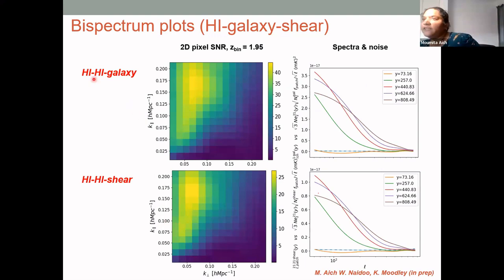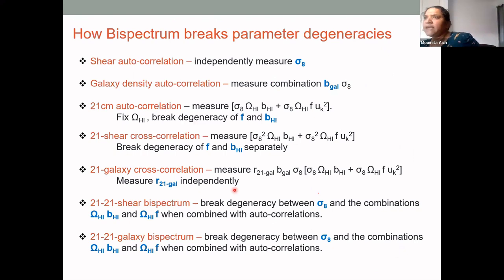Let's look at some of the plots. What you have here is the SNR for the H1 galaxy bispectrum. This is the spectra and the noise. This is for the shear, the 2D pixel SNR for one particular bin. For the shear, the SNR is not that high compared to galaxy, but it's reasonable. And here I'm going to talk about how the bispectrum breaks parameter degeneracies.